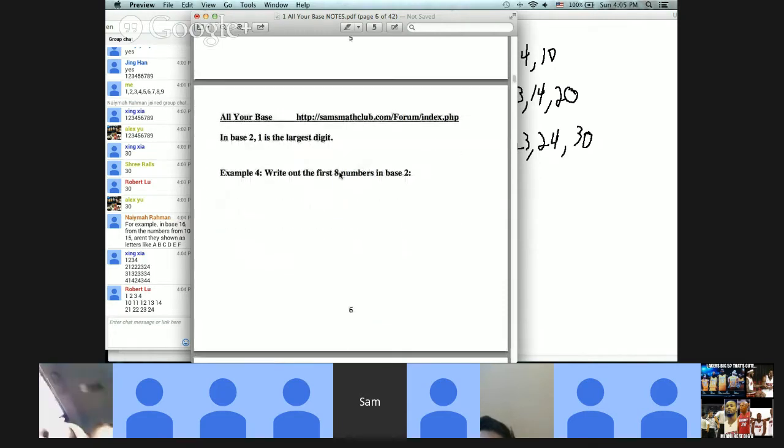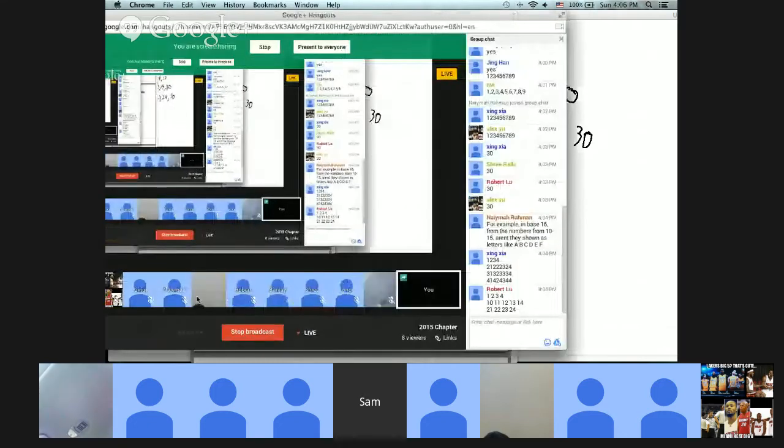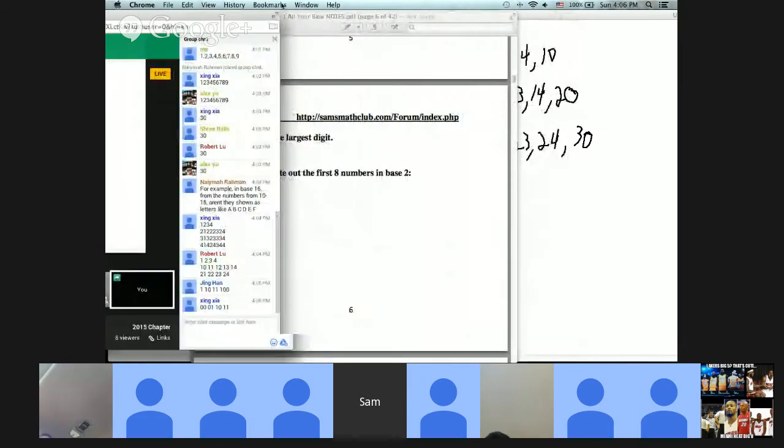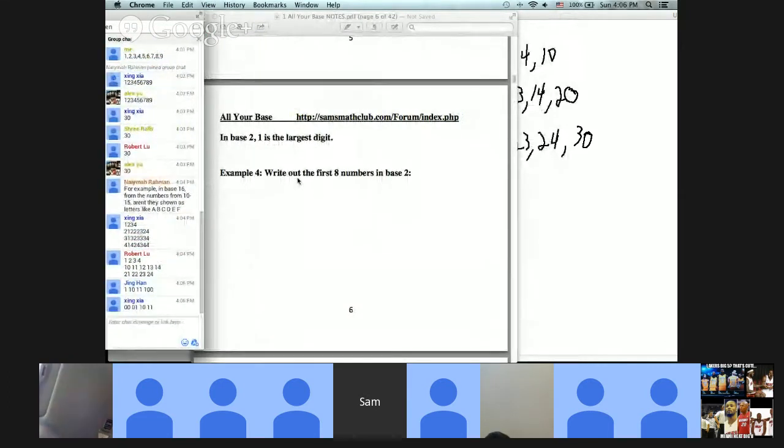Among the bases, base 2 is probably the most complicated, because you can only have the digits 1 and 0, and it gets a little harder. Let's write out the first 4 numbers in base 2. This one requires a little bit of thinking. First 4 numbers in base 2. Hang on, 0, 0 isn't counted as a number. So try again.